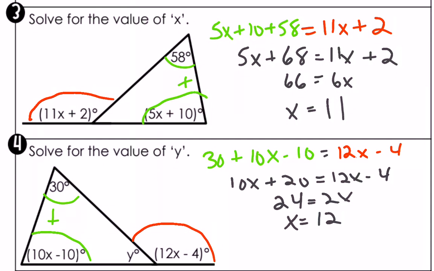So my way of doing this is I'm going to substitute in 12 to my red angle here, and then find the supplement of that. So that would be 144 minus 4, which is 140. So if that angle is 140, that means that y is going to be 40 degrees. I also could have substituted it in the interior angle and subtracted from 180 as well. That's it for that.